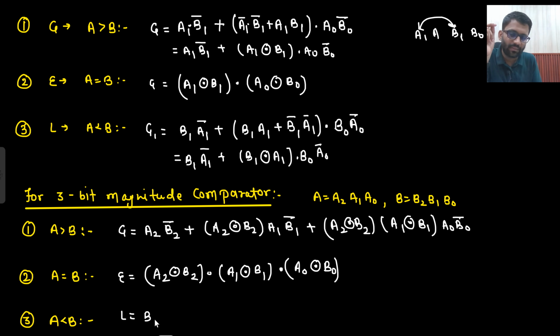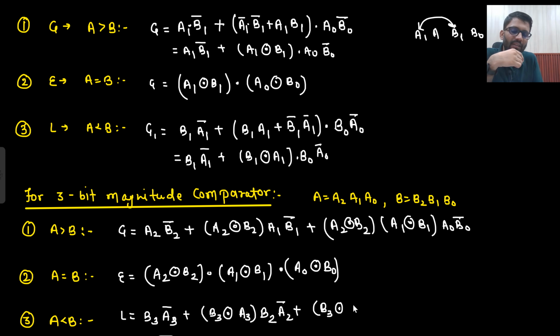If B3 is there and A3 is not there. If B3, A3 are equal, then B2 is there but A2 is not there. If B3, A3 are equal and B2, A2 are equal as well, then B1 is there and A1 is not there. So this is the condition.